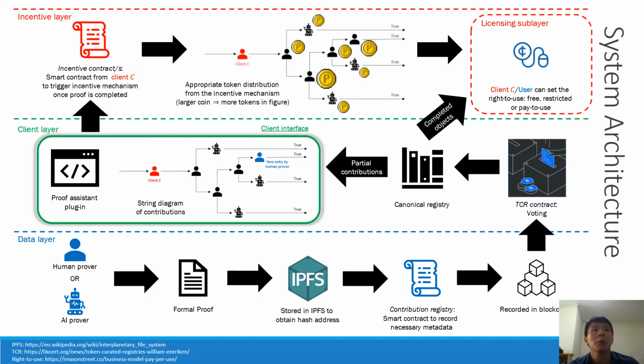It comprises three interconnected layers. First, the data layer, which tells us what to be recorded. Next, the client layer, which tells us what to be presented to the client. And lastly, the incentive layer, which tells us what to be rewarded.